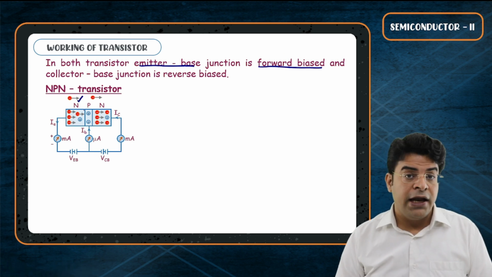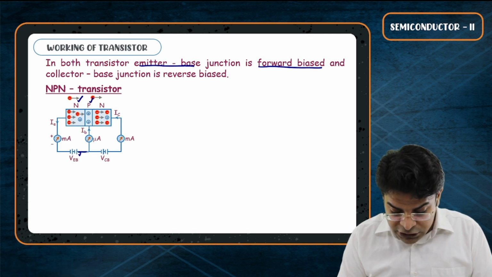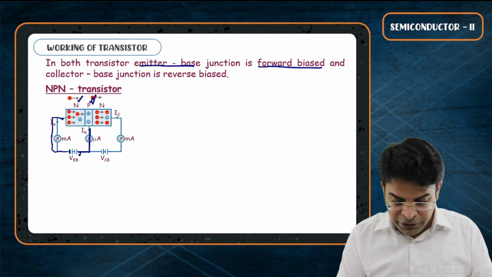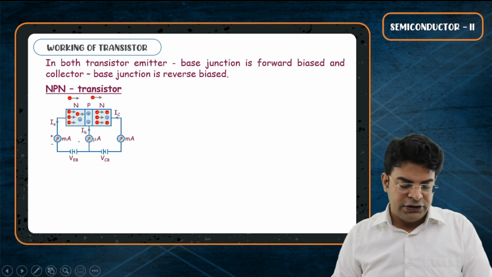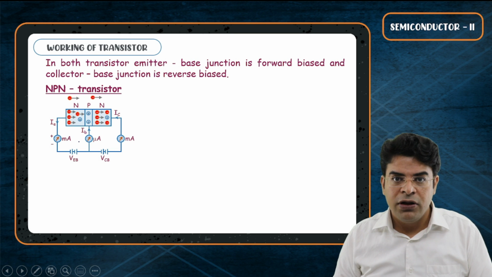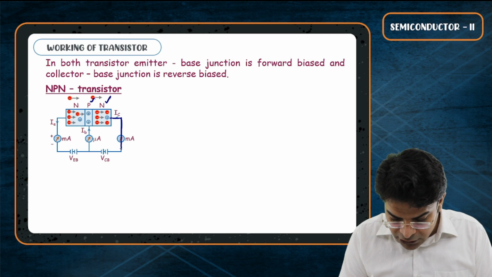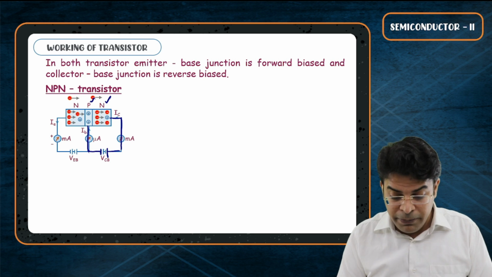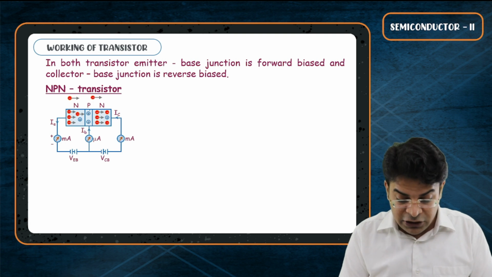Here emitter is N, base is P. You want to keep it forward biased. So connect higher potential to base and lower potential to emitter, which is N. So higher to P, lower to N. You can see that the emitter base junction has been kept forward biased, while we keep the base collector junction reverse biased. Base is P, collector is N. Notice here, collector connected to higher, N connected to higher, and base connected to lower, P connected to lower. So you have kept the base collector junction reverse biased.